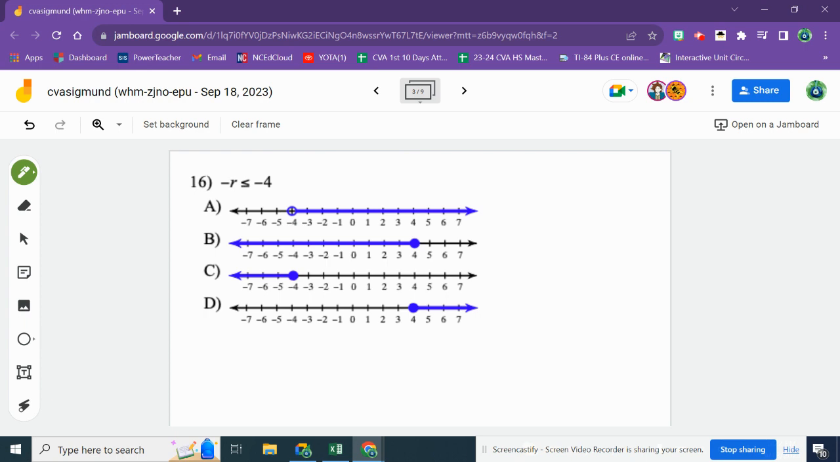Because obviously you get to choose which way you want to go with it, and sometimes if a lot of students force the variable to the left side, you end up with negatives, and you're going to have to divide by negative again. Multiply or divide by negative, flip the sign.